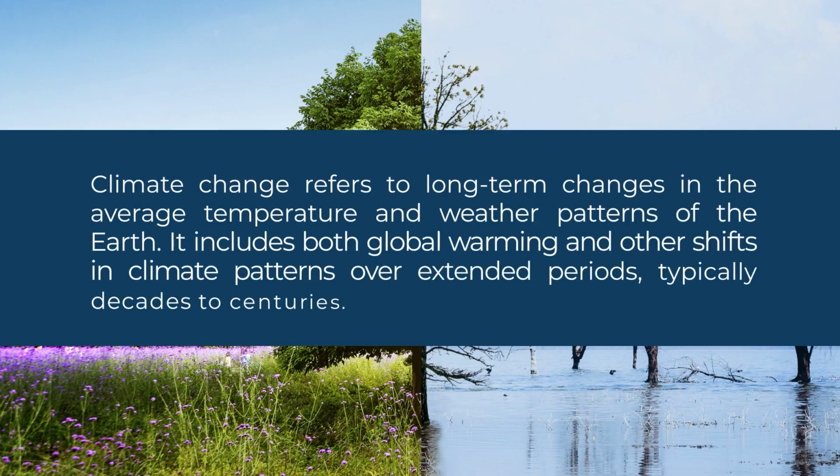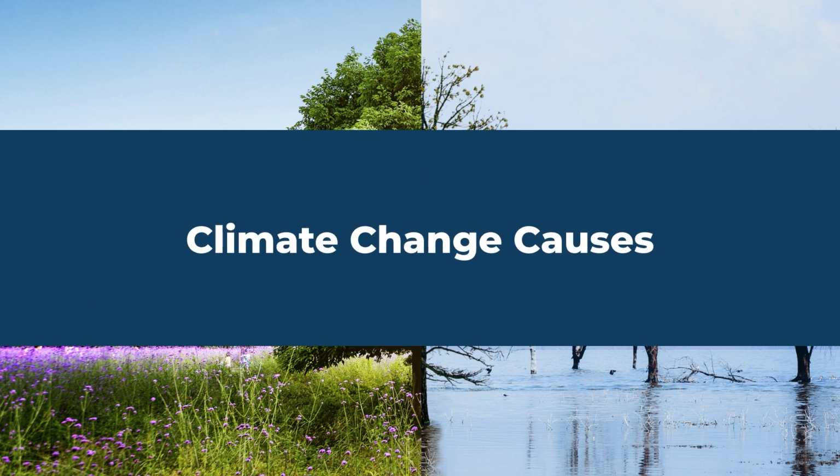Before moving to the exact mitigation, what climate control actually does, let's talk about what is climate change. Climate change basically refers to the long-term changes in the average temperature and weather pattern of the Earth. It includes both global warming and other shifts in climate patterns over an extended period of time, typically decades to centuries. So what are the causes of climate change?